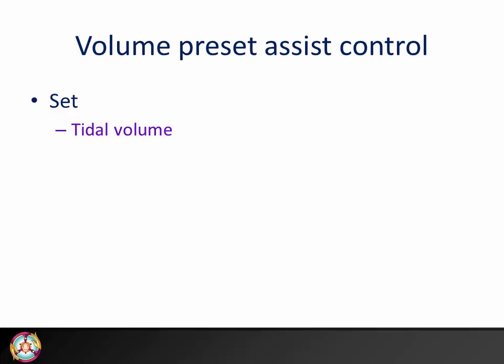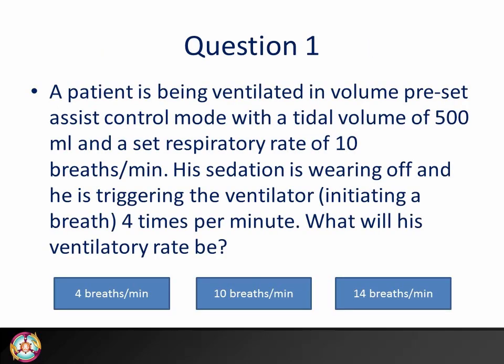In volume preset assist control mode, you will need to set the tidal volume. The ventilator will, within limits, deliver that tidal volume regardless of the resistance or compliance of the lung. We'll pause here to ask you a couple of questions. You have a patient who is being ventilated in volume preset assist control mode with a tidal volume of 500 mils and a set respiratory rate of 10 breaths per minute. His sedation is wearing off and he's triggering the ventilator, in other words, initiating a breath, 4 times per minute. What will his ventilatory rate be?